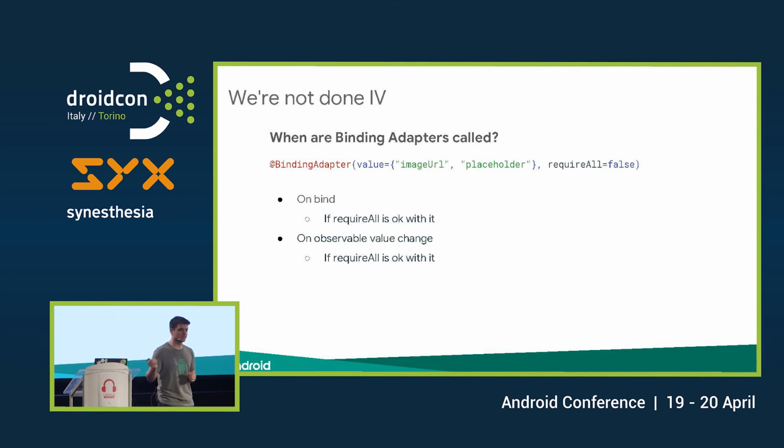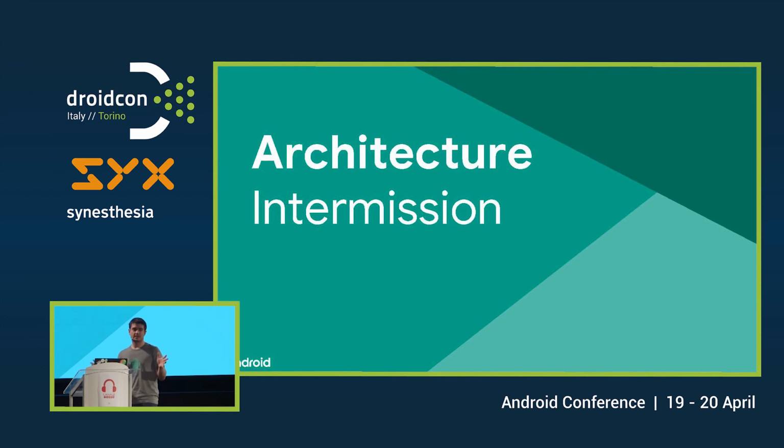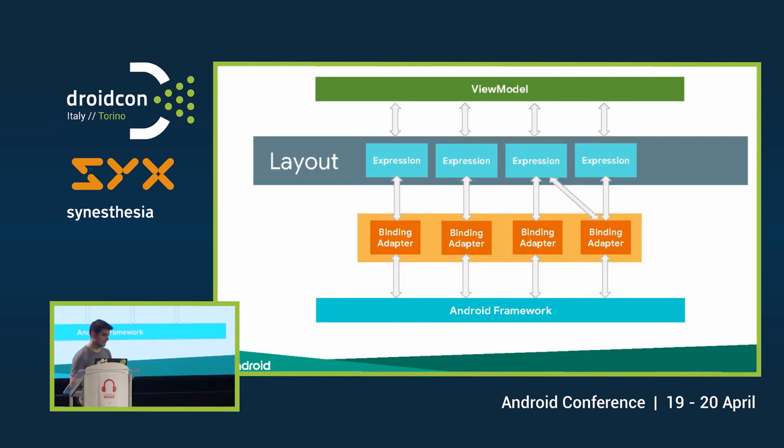So the next feature is observability. But first, we need to talk about architecture, because there's a really important thing about data binding. This is our presentation layer now. There's a view model. We have a bunch of layout expressions, and they connect directly to binding adapters, and these are the ones that make the UI calls.